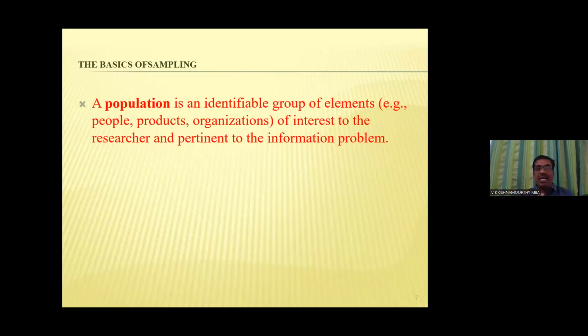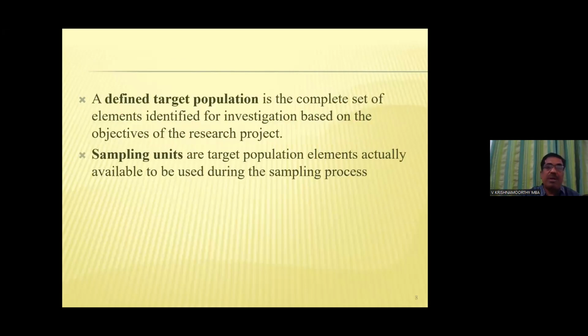A population is an identifiable group of elements of interest to the researcher and pertinent to the information problem. So first we have to identify our study population. This is very, very important. Next, study population means what?